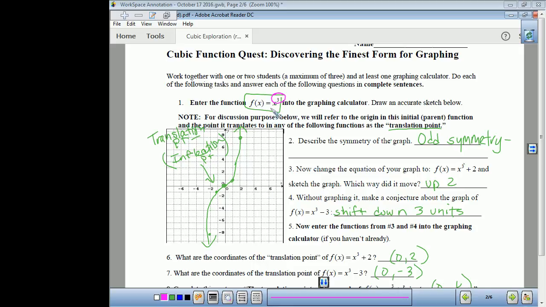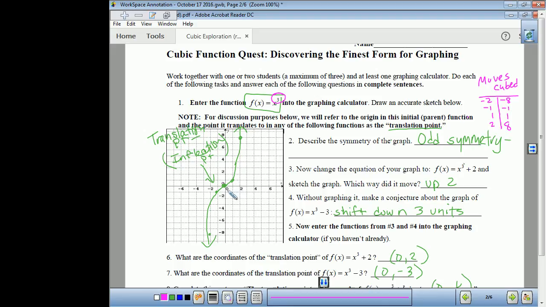Okay. So because this is a cubing function, our moves from that translation point get cubed. So if I'm thinking in terms of moves, if I go left 2, negative 2 cubed is negative 8. If I go left 1, negative 1 cubed is negative 1. If I go right 1, positive 1 cubed is 1. If I go right 2, positive 2 cubed is 8.